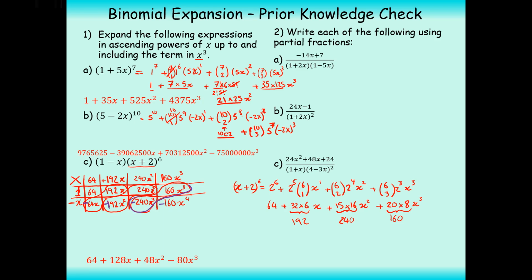Okay, so when we add these two terms together, we'll end up with negative 80 x cubed. When we add these two terms together, negative 192 plus 240, you'll end up with positive 48, and 192x minus 64x would have given you 128x.